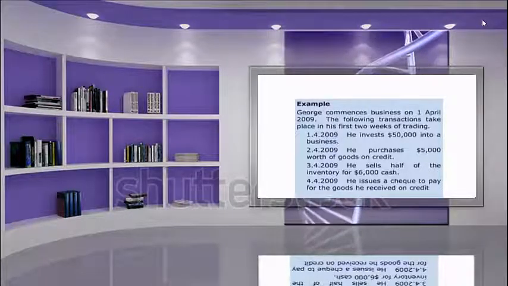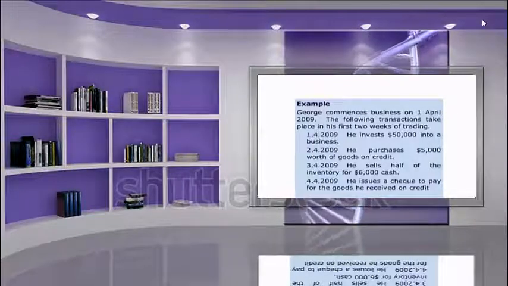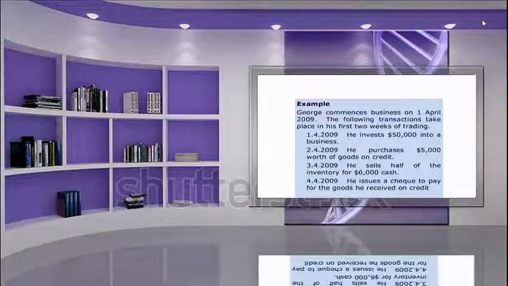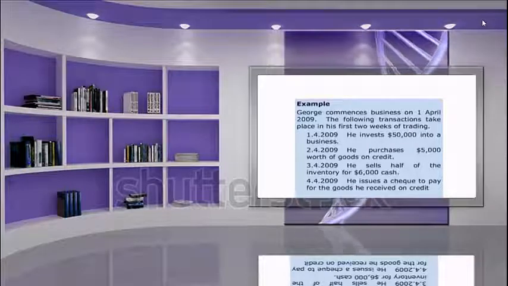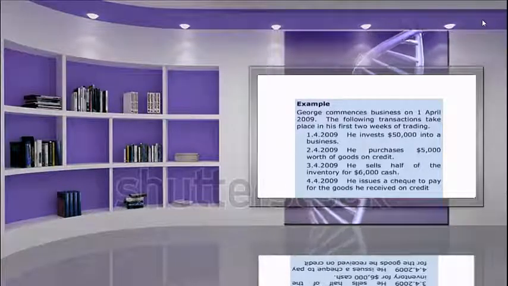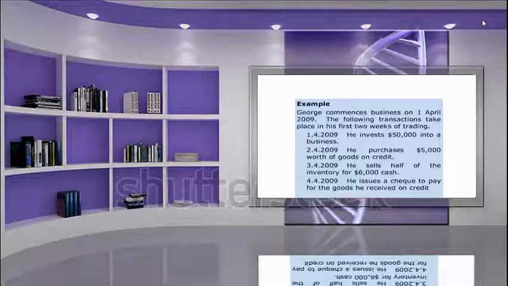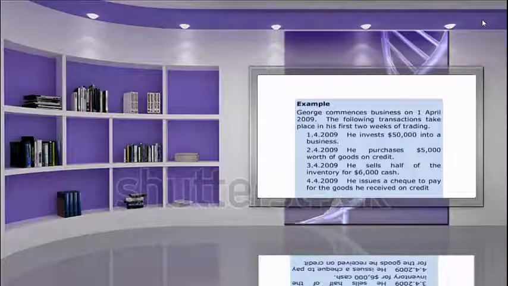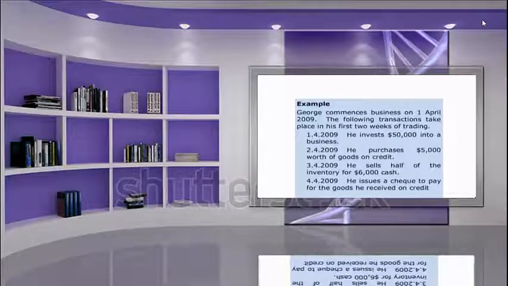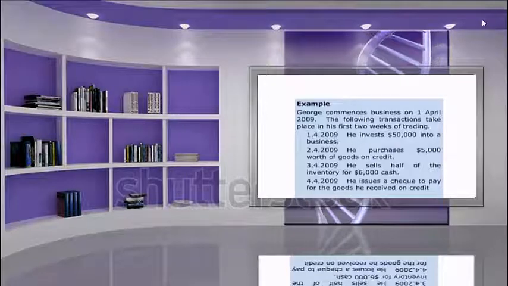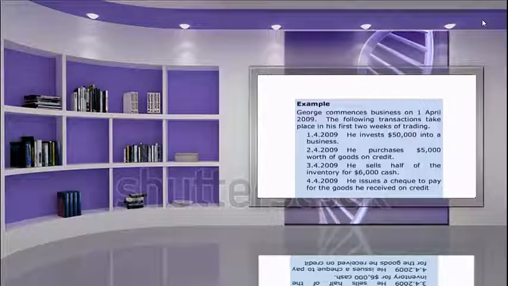The idea of this example is to be able to take transactions, record the dual effect and the double entry, popping it into our ledger accounts in order for us to prepare our financial statements at the end of the period. So that would be our statement of comprehensive income and our statement of financial position. What we're going to do is have an introduction to this example in this first session. So let's have a look at this example.